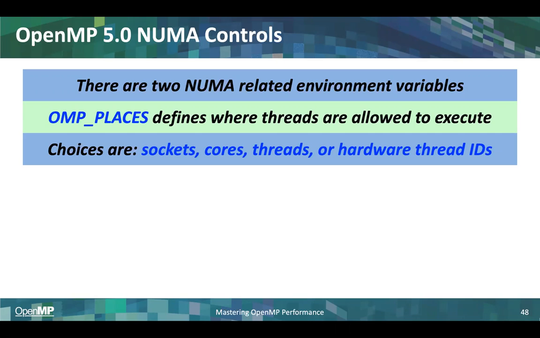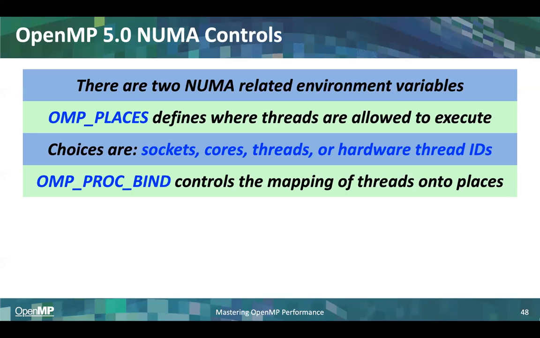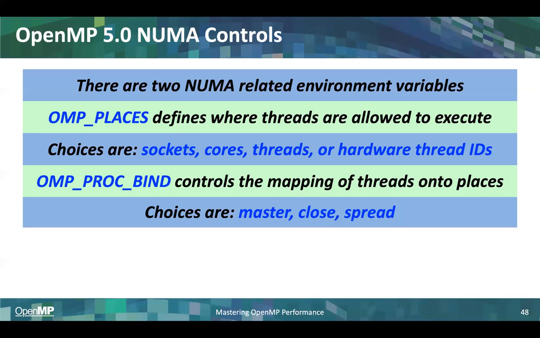Or you can say, I want to use the cores in the system, and you can specify how many you want to use. So those are symbolic names, and then the hardware will figure something out. My example is going to be about using hardware thread IDs. That's like the assembly level coding equivalent, but it gives you full control, and I want to show you how you can do that. In addition to that, there's a procbind variable that controls how to map the threads onto those places. That may sound vague, but if you see the choices, it starts to make sense.